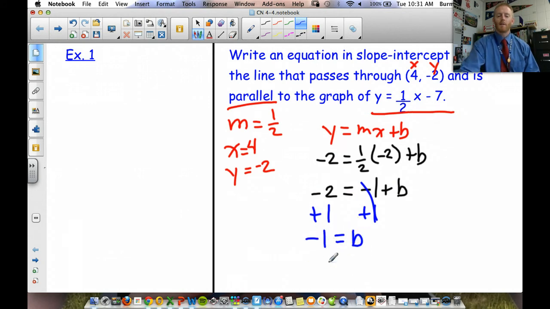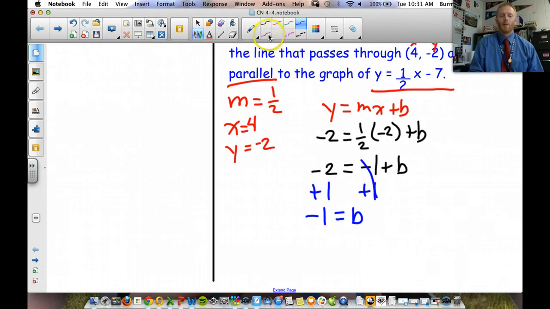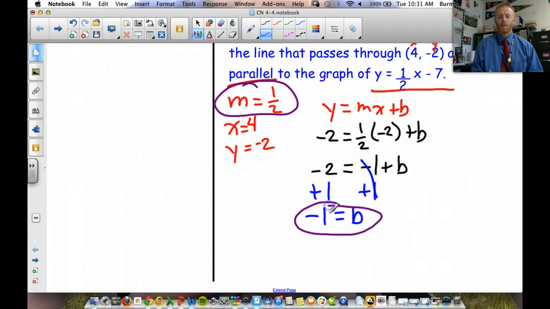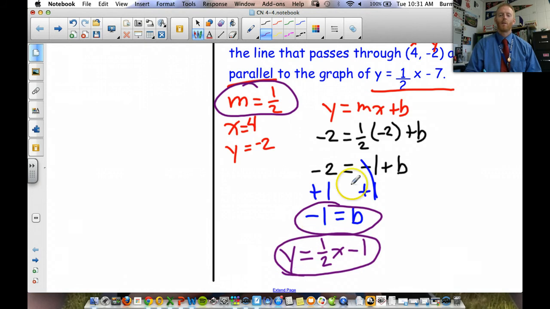Now, if we have the same slope and we have our b, we can now very easily write our equation. So our new equation is going to be y is equal to 1/2 x minus 1 for it to go through the point (4, -2) and be parallel. So that's how we do things that are parallel. It's a fairly easy process, similar to what we did in the previous lesson.